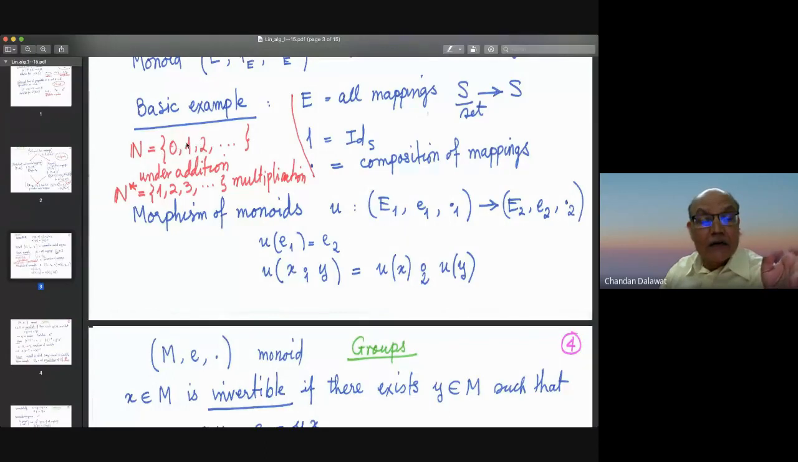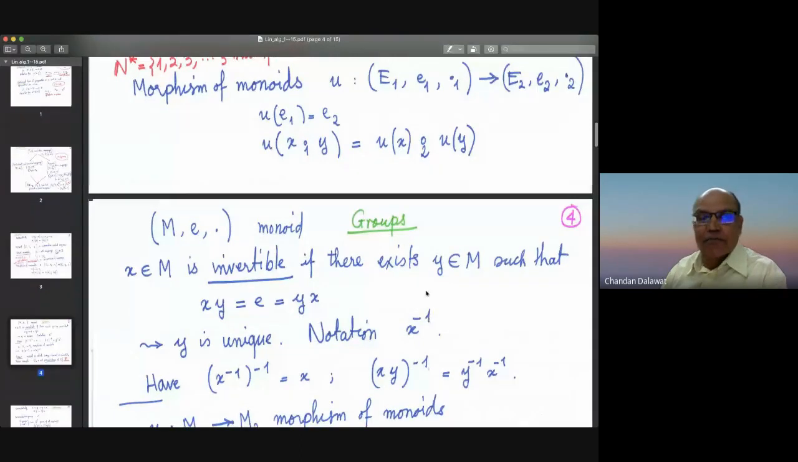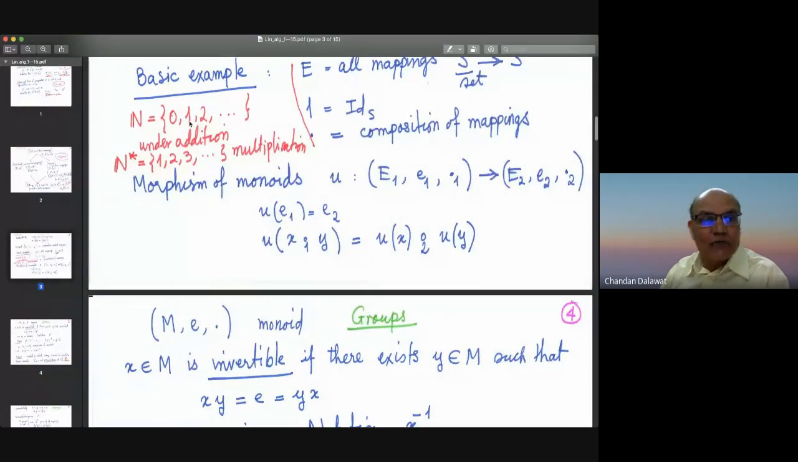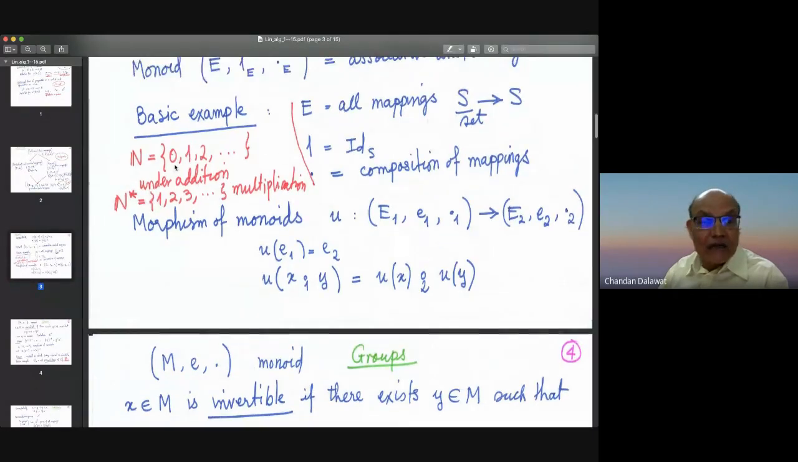Here, the law of composition is addition, so the inverse would be written minus X instead of X to the power minus 1. The inverse of 1 would be written minus 1. It would be an element with the property that when you add it to 1, you get 0. But there's no element in N which has that property. So element 1 is not invertible, 2 is not invertible, 0 is invertible in this sense, in the additive sense.